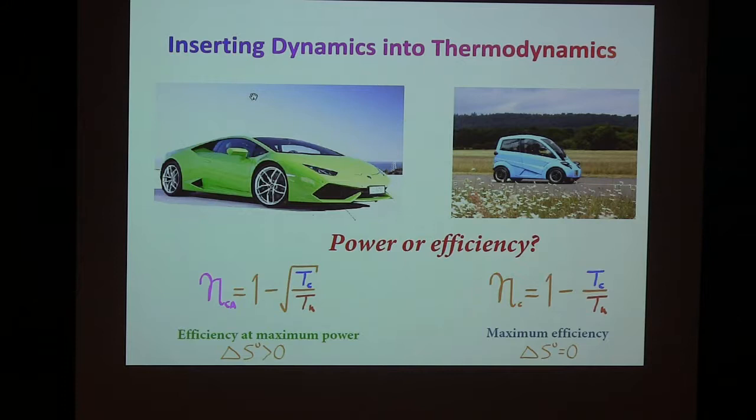So this expression, which I put here, Curzon-Ahlborn, was first derived by Novikov, who studied power stations in the Soviet Union, nuclear power stations. He came up with this relation. You can say that this would be the efficiency at maximum power, and this is always smaller than the Carnot efficiency. Now, what's the price paid between efficiency and power?